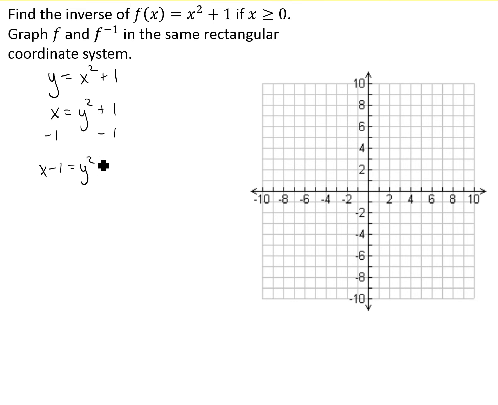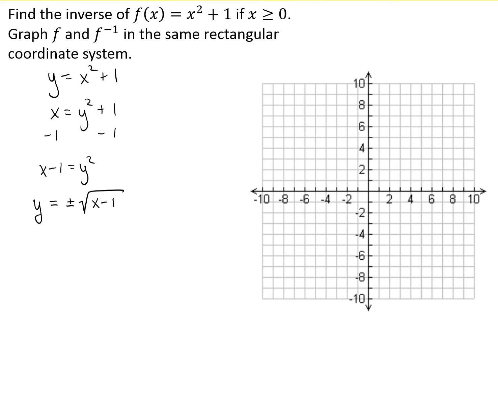Now we have y squared. So to get that y by itself, I would need to take the square root of both sides. I'm going to go ahead and flip this around so I have my y here on the left. Anytime we take the square root of both sides, we have to use the plus or minus. So we get plus or minus the square root of x minus 1.